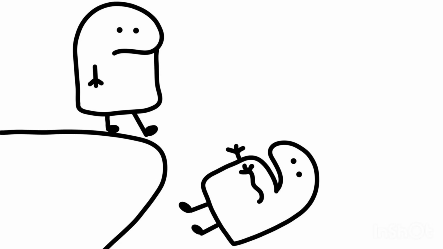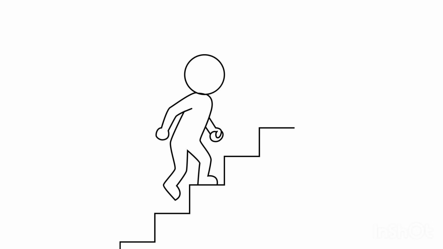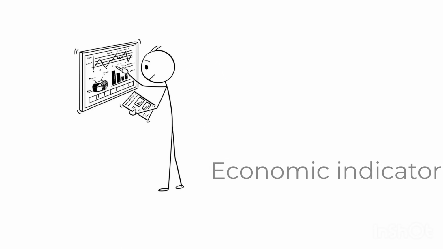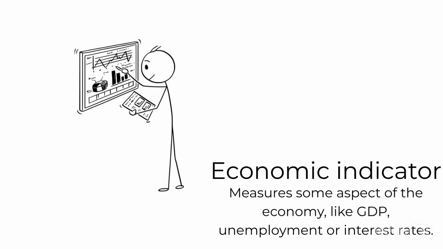Ever thought of how the government or businesses know when a recession might be coming or when things are about to pick up? Well, they rely on certain economic indicators that act like signals, giving us hints about the economy's direction. An economic indicator is basically a statistic that measures some aspect of the economy, like GDP, unemployment, or interest rates. So when we talk about forecasting business cycles, it's always important to look at the different kinds of economic indicators that help us understand where the economy might be heading.